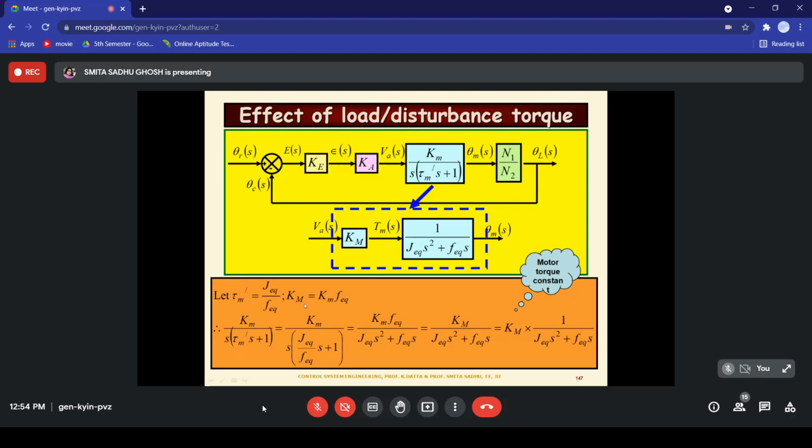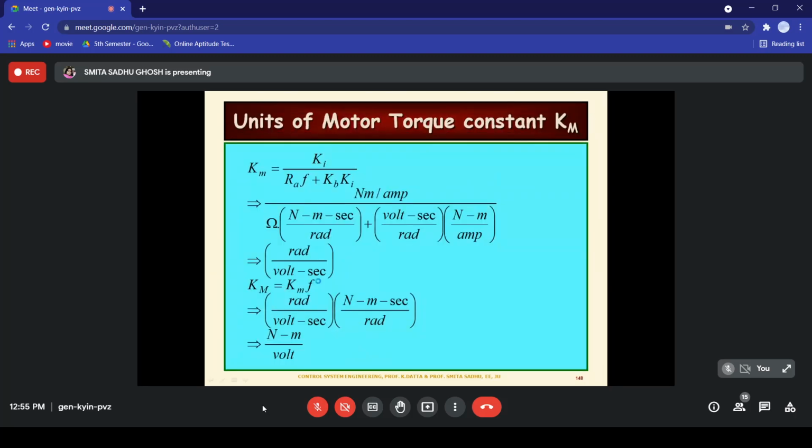Km, K suffix capital M, is a constant which is being introduced here, known as the motor torque constant, and it gives the relation between the torque produced in the motor and the VA. Comparing these two blocks, you can see capital Km is equal to small km into F equivalent, because here we had tau m prime. Now tau m prime is derived as J equivalent by F equivalent, and then we multiply numerator and denominator by F equivalent. In the numerator, there would have been an F equivalent, which has been considered along with this Km.